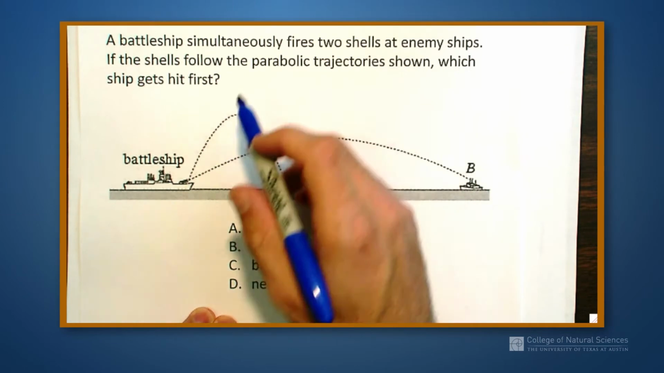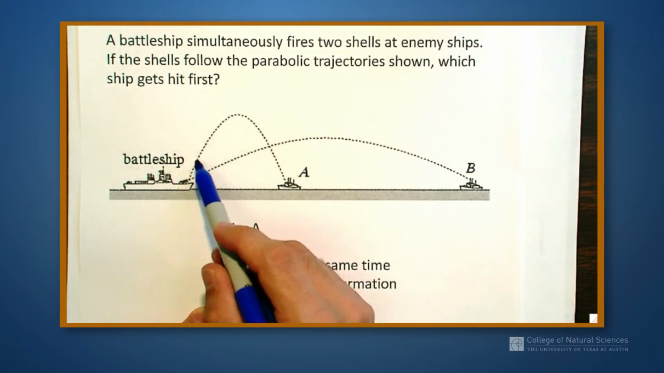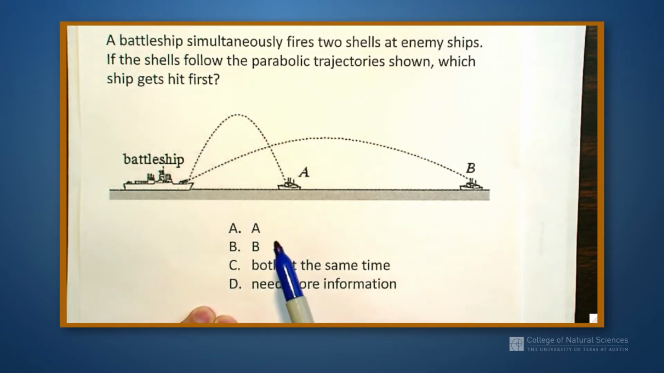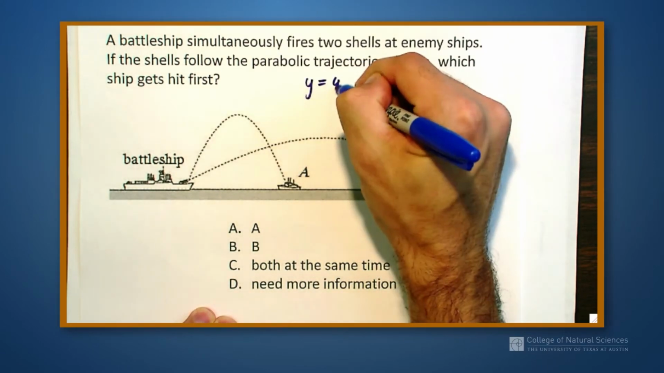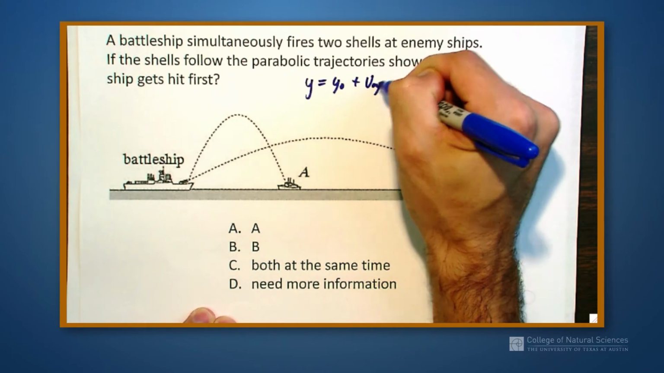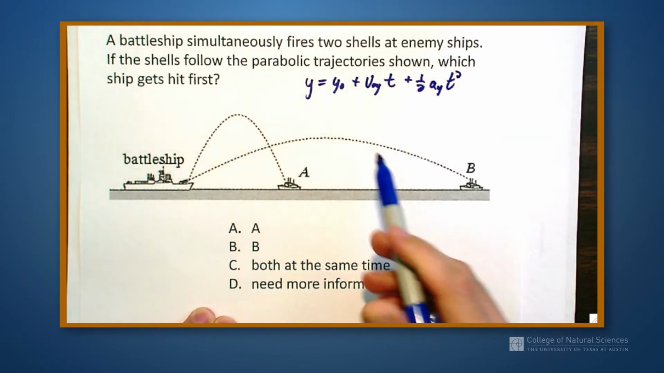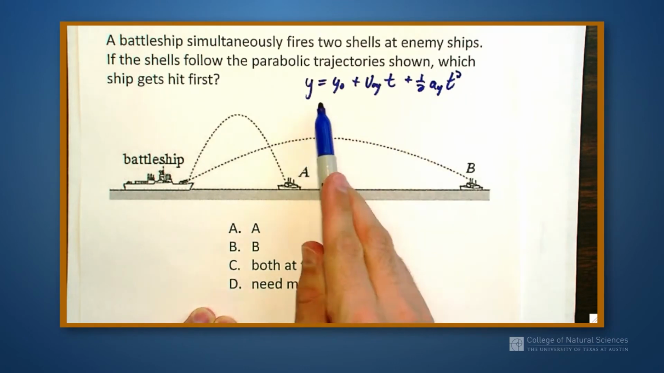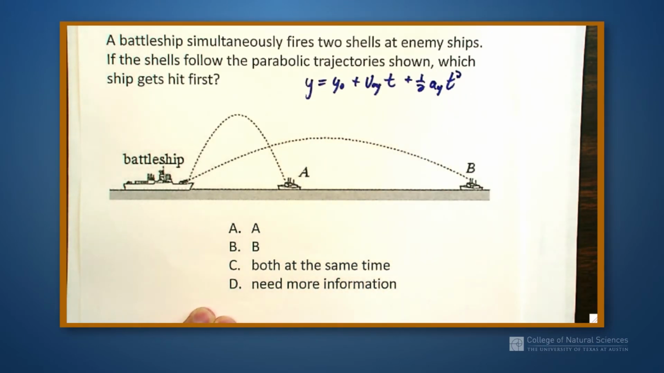So I'm going to go through, and I've done enough of these problems that I tend to remember that if we don't know the muzzle velocities of these things, a lot of times we're going to use y equals y naught plus v naught y t plus 1/2 a y t squared. We're going to use the y position information to figure out what is the time that it's in the air.